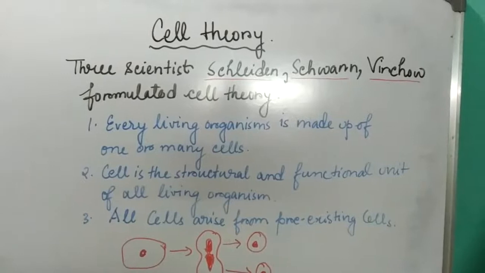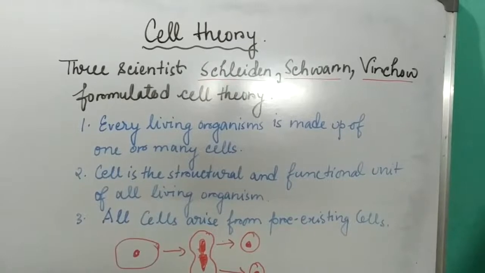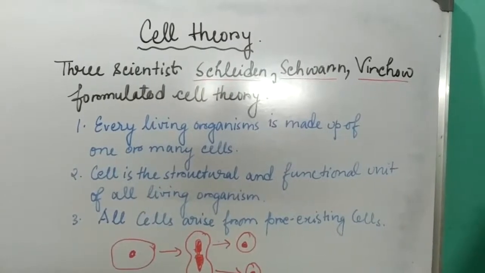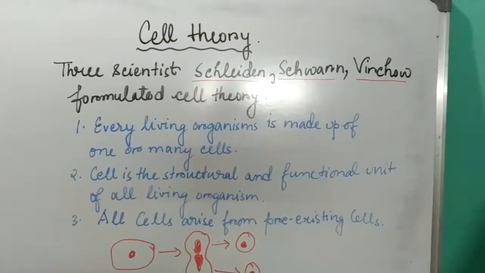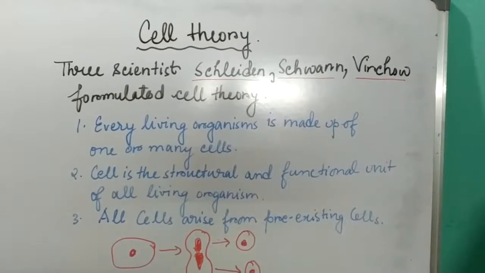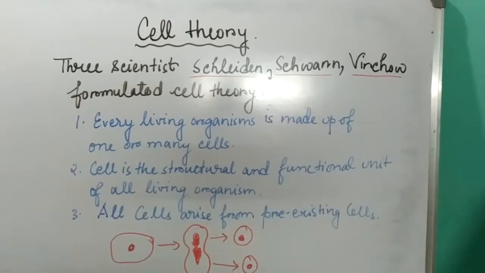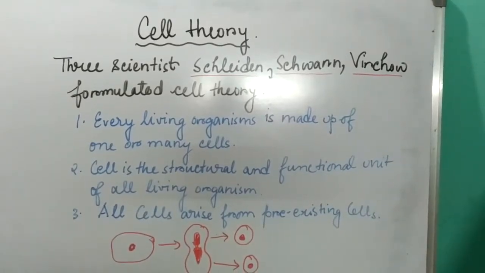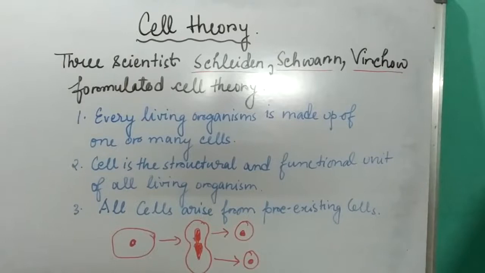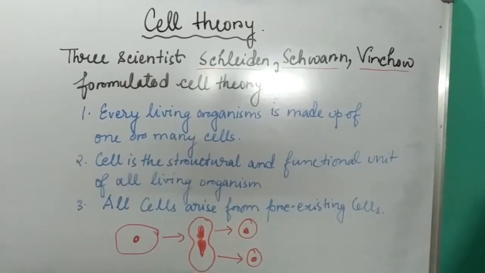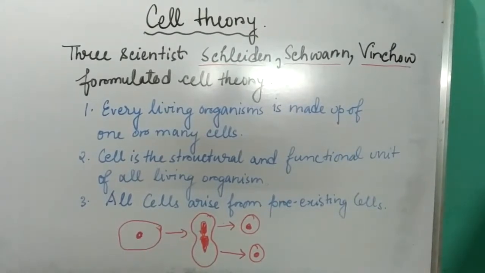Next is the cell theory. Cell theory was proposed by three scientists: Schleiden, Schwann, and Virchow. Now Schleiden, Schwann and Virchow postulated 3 points within this cell theory. The first point is, every living organism is made up of one or many cells. As I have already discussed with you about unicellular and multicellular organisms, so it must be clear to you. Next is, cell is the structural and functional unit of all living organisms.